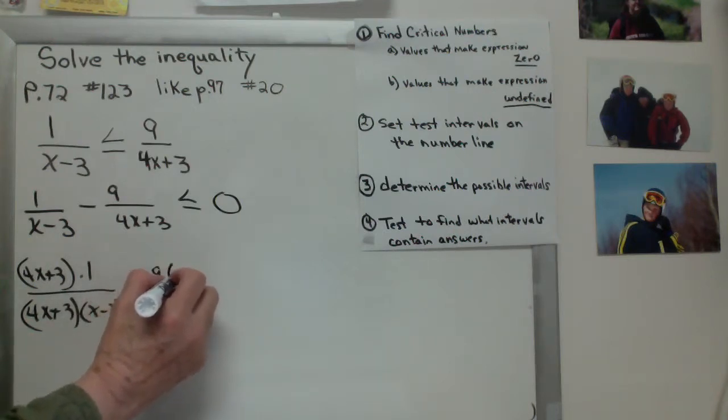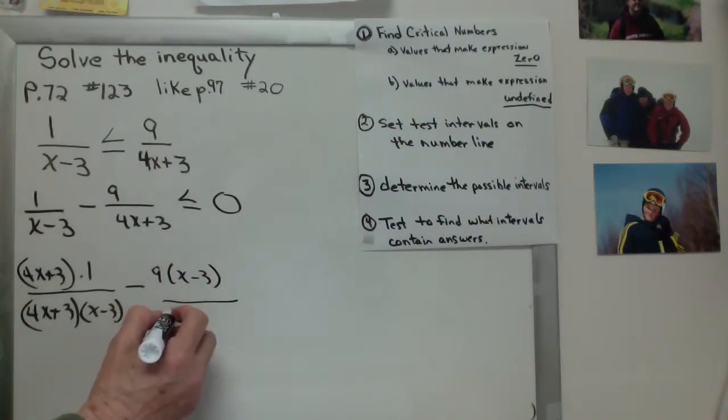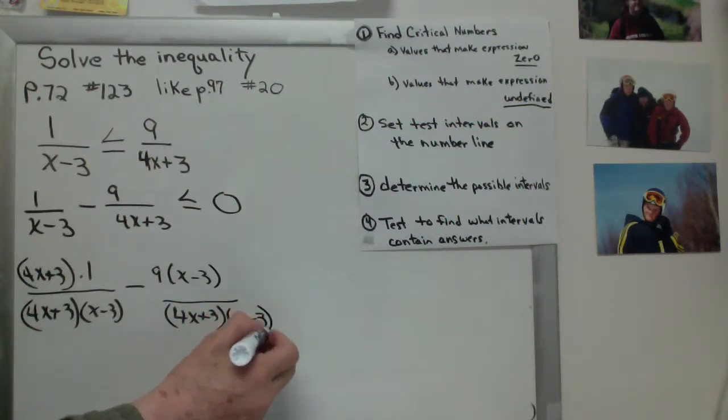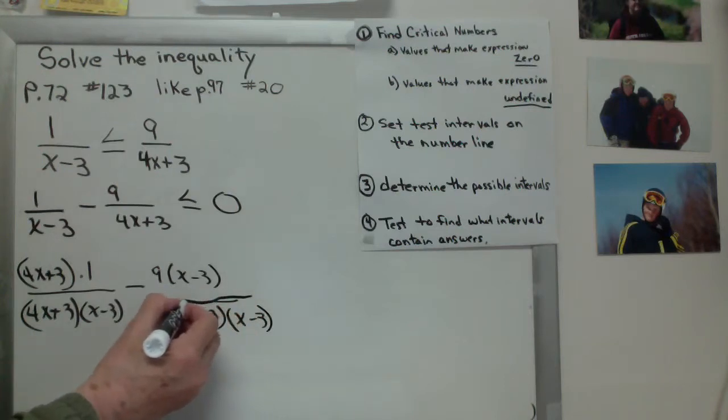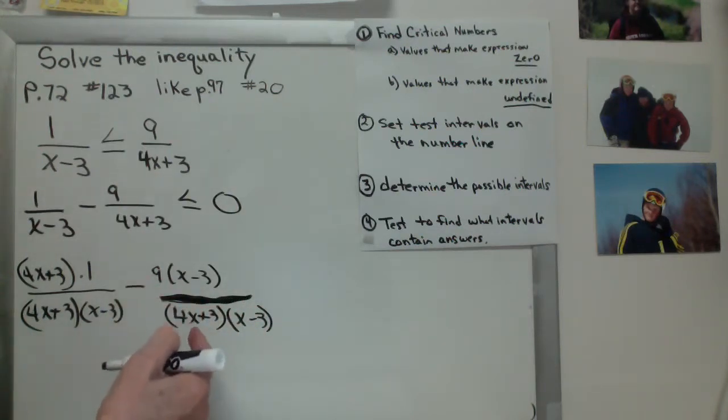So 9 times x minus 3 and 4x plus 3 times x minus 3. Now when you're doing this type of problem, you don't need to multiply the bottom out because you would have to factor it again in the end to find the critical values. So at this point, I want to write it as one fraction, simplifying the top. So the bottom is going to be 4x plus 3 times x minus 3.